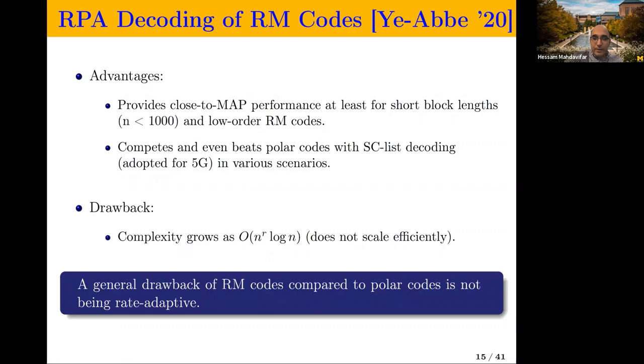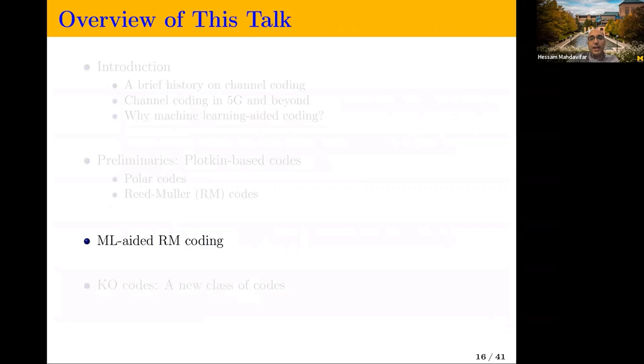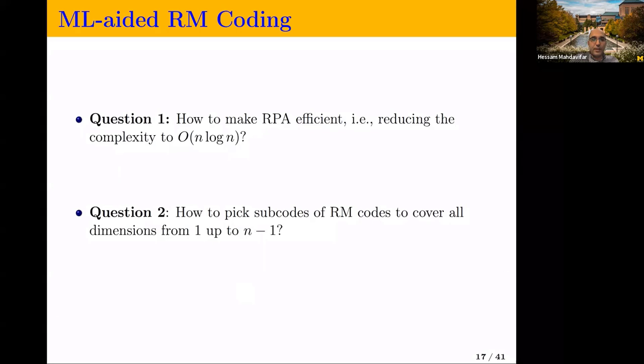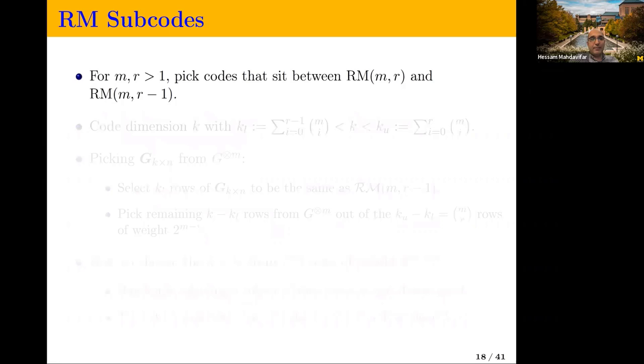If you want to think about proposing Reed-Muller codes for a standard, the other drawback is that they are not rate adaptive. Remember that they had a very specific set of rates that we could pick. But for polar codes, you can change the dimension from 0 to n to any dimension and have the construction. So Reed-Muller codes have that drawback compared to polar codes. Now let's talk about this MLA Reed-Muller coding and decoding that we are working on. There are two questions we want to answer. One is how to make the RPA efficient, reducing the complexity to n log n. And also how to pick the subcodes of Reed-Muller codes so that we can cover all dimensions from 1 up to n minus 1.